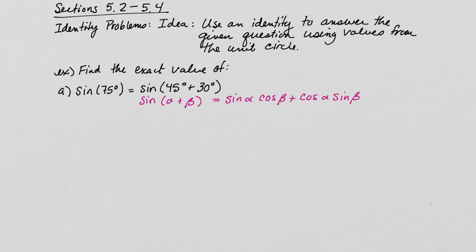In this case, the 45 degrees is acting like my alpha, and the 30 is acting like my beta, so I'm going to plug them into my formula. This is equal to the sine of alpha, which is 45 degrees, the cosine of beta, which is 30 degrees, plus the cosine of alpha, so the cosine of 45 degrees, times the sine of beta, so the sine of 30 degrees. Any questions about where any of that I've done so far has come from?